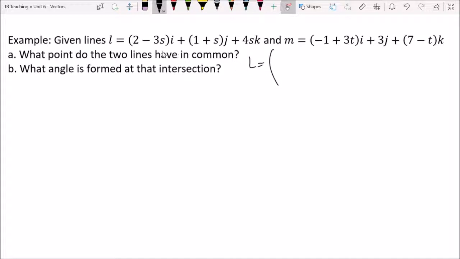So L equals, remember, this i right here is just telling you it's the x component of the vector. So the x component in column form goes first. That's 2 minus 3s. And let's get the next one. j just reminds us that that's the y component. So it says 1 plus s is the y component. So 1 plus s. And we have 4sk, so I guess that would be 4s. And let's also do the m vector. So we get -1 plus 3t, and we get 3 and 7 minus t for that one.